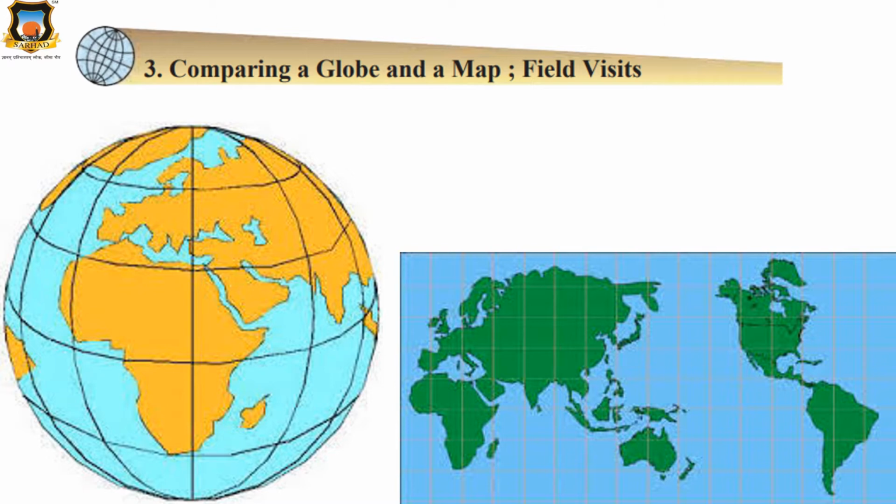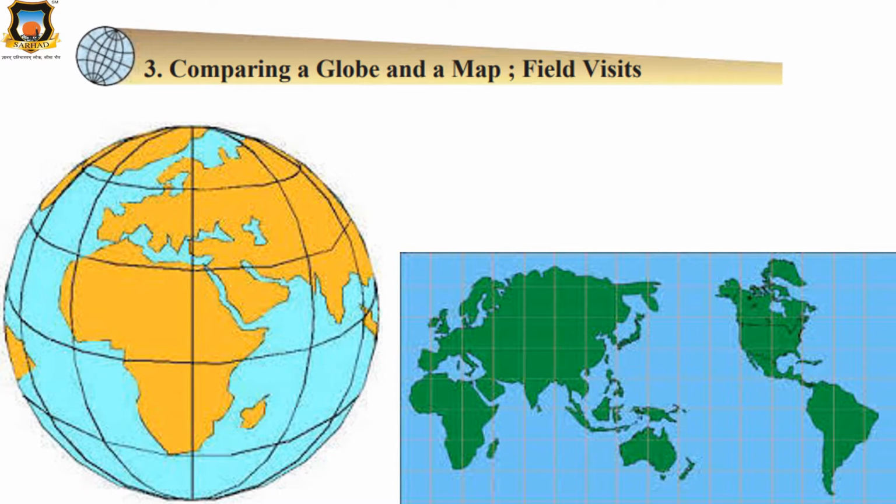So we have finished two lessons, the earth and the graticule. Let us use the graticule. Am I right? Okay, now today we are going to see our third lesson, that is comparing a globe and a map, field visits. This is the name of the lesson. What is the name? Comparing a globe and a map, field visit.